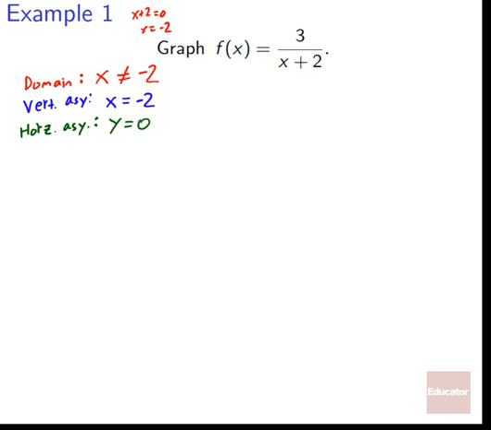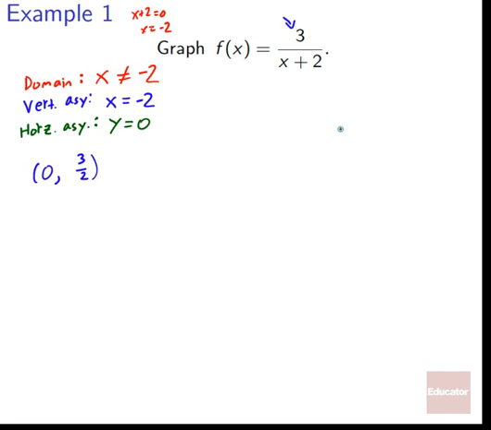Now, it would probably be a good idea to find some intercept locations so we can have a better idea of what's going on here. So let's see at 0, where are we? We plug in 0. 3 divided by 0 plus 2 gets us 3 over 2. Do we have a y-intercept? Yeah, we have a y-intercept. Do we have any x-intercepts? No, because the numerator is always 3. The numerator never goes to 0, so there are not going to be any x-intercepts.